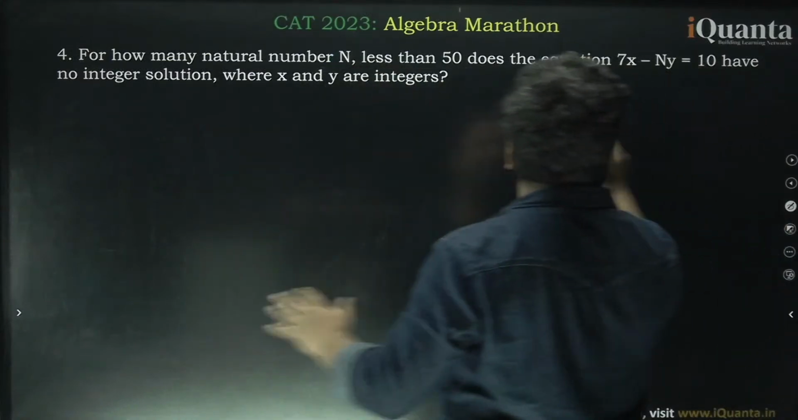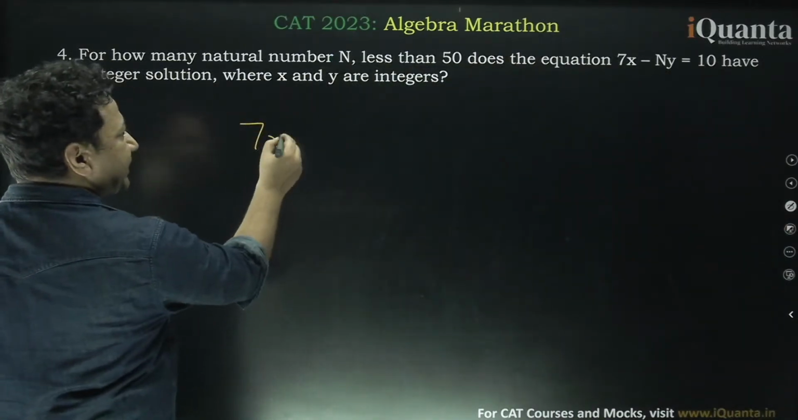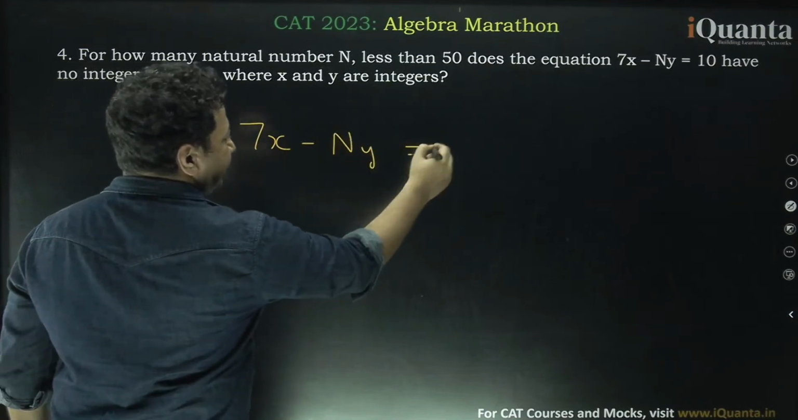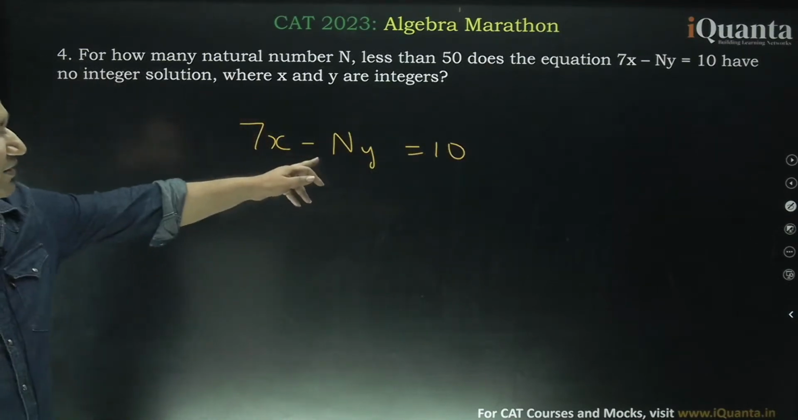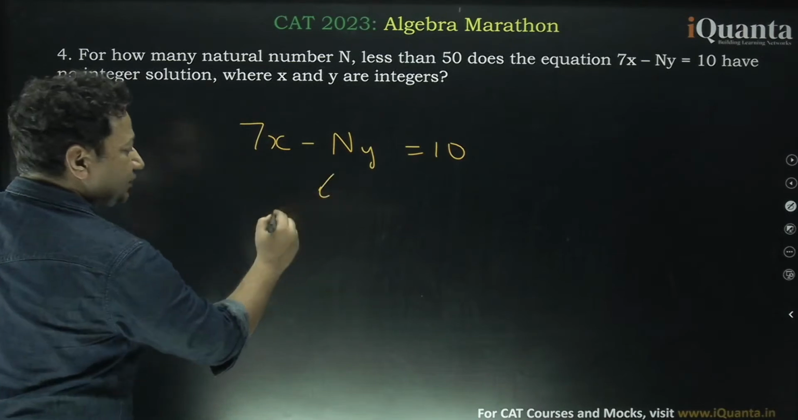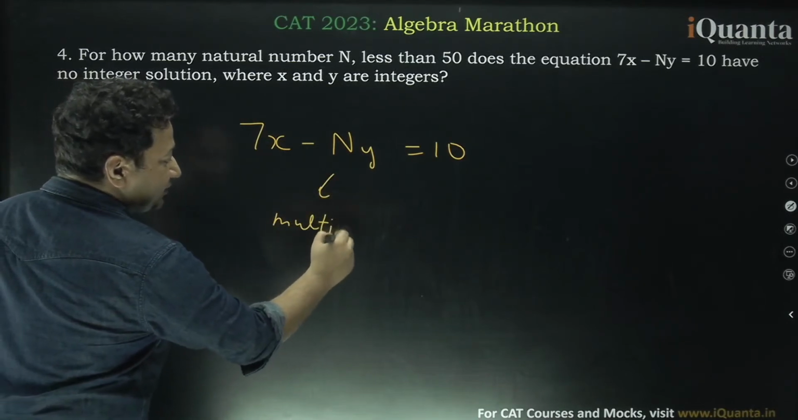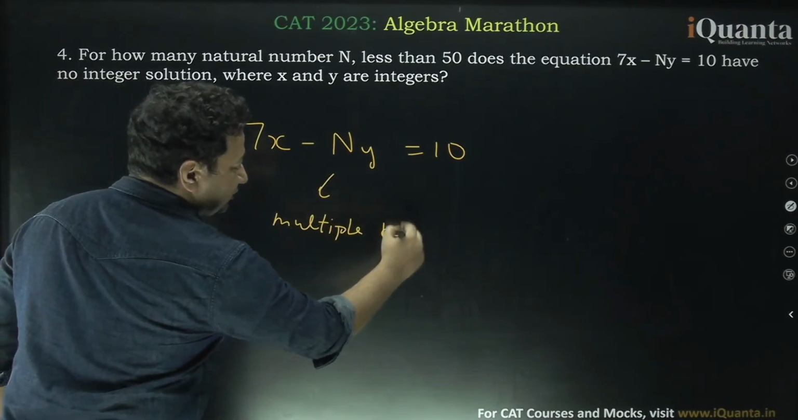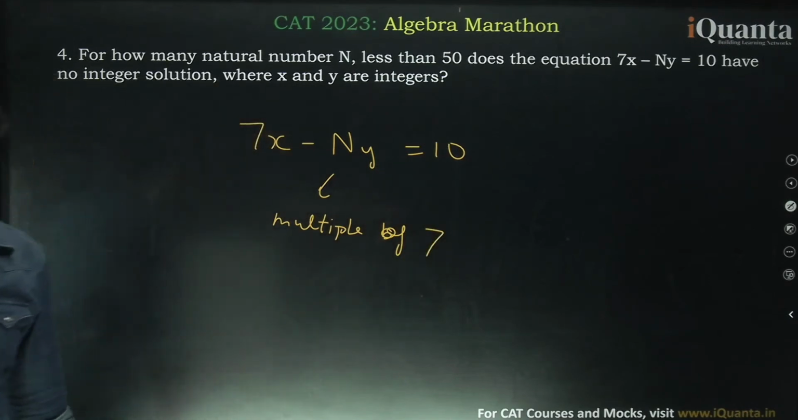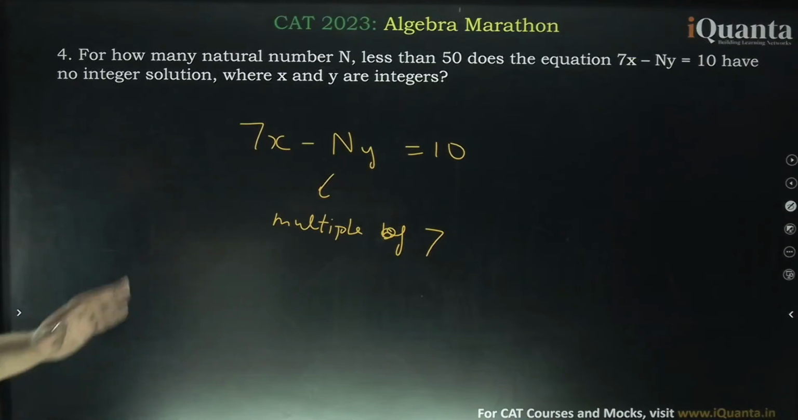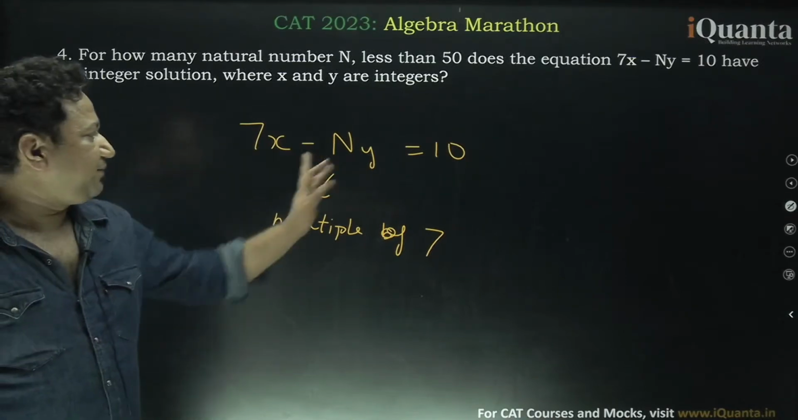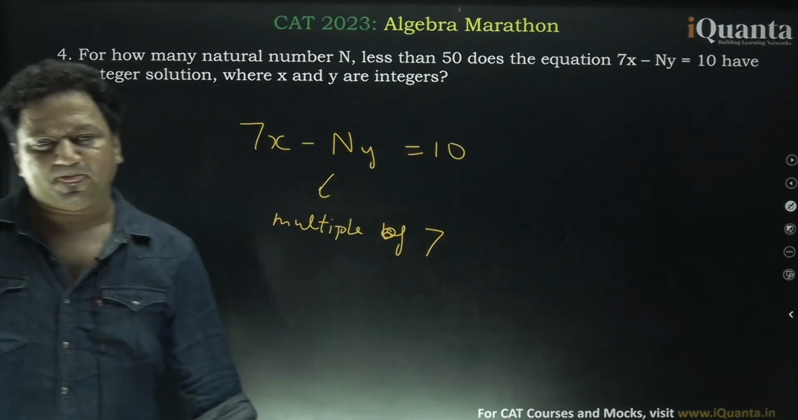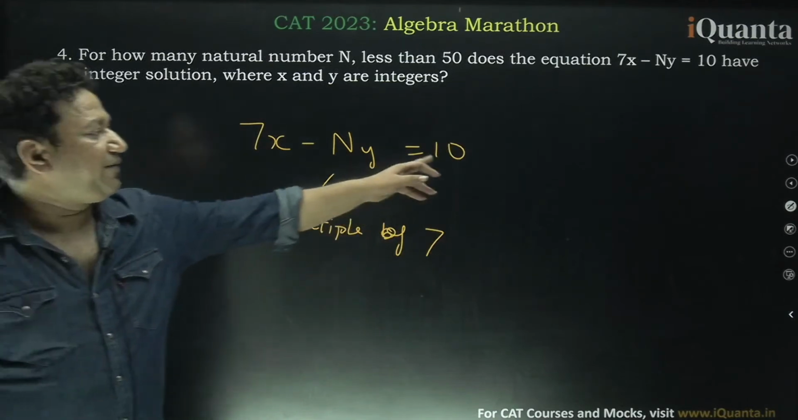If I write it simply like this only, 7x minus ny is equal to 10. Now if n is a multiple of 7, then I can divide the entire equation by 7. Yes or no? Can we say that? Graph chhod do, simply. We can say that. If it's a multiple of 7, we can divide this by 7 completely. And here we'll be having 10 by 7.